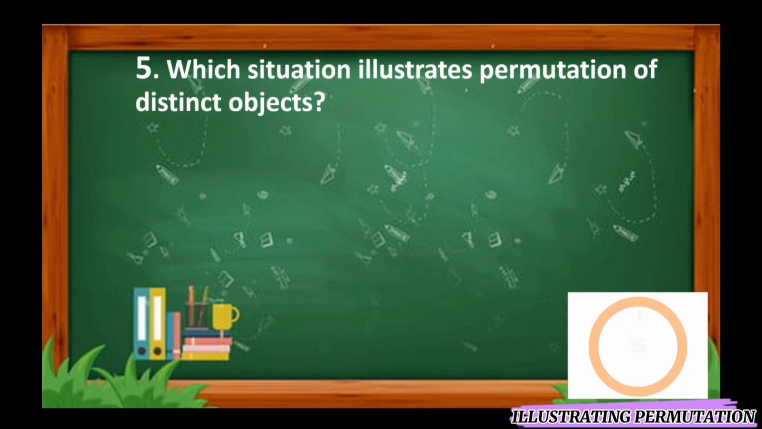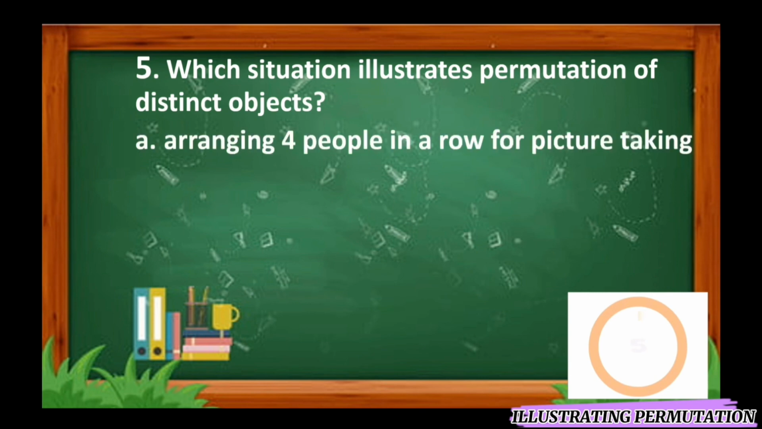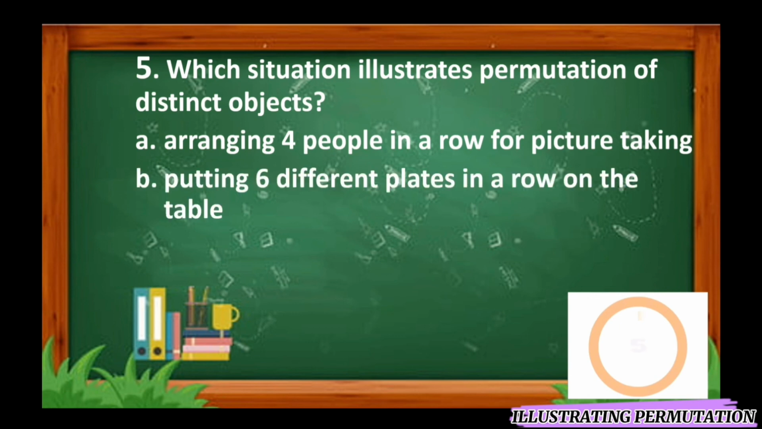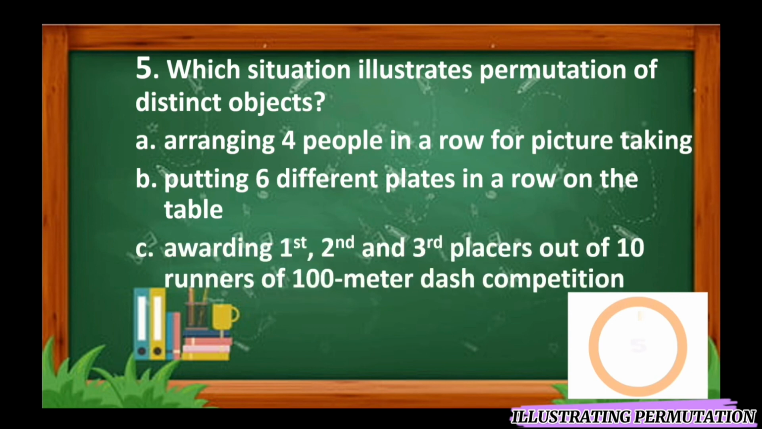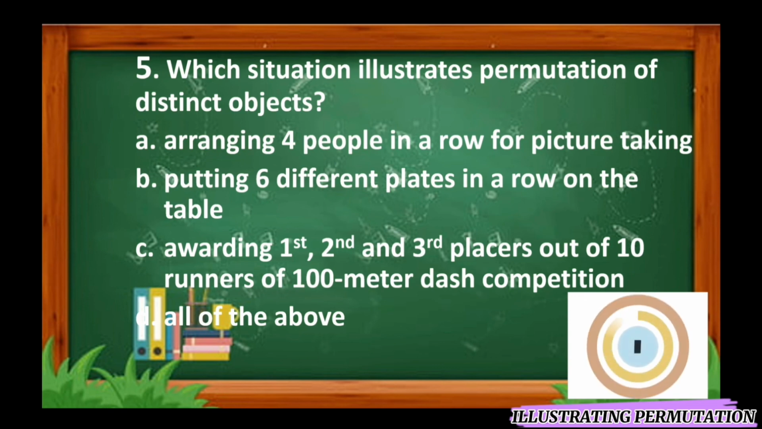Number 5. Which situation illustrates permutation of distinct objects? A. Arranging 4 people in a row for picture taking. B. Putting 6 different plates in a row on the table. C. Awarding first, second, and third placers out of 10 runners in a 100-meter dash competition. Letter D. All of the above. The correct answer is letter D. All of the above.